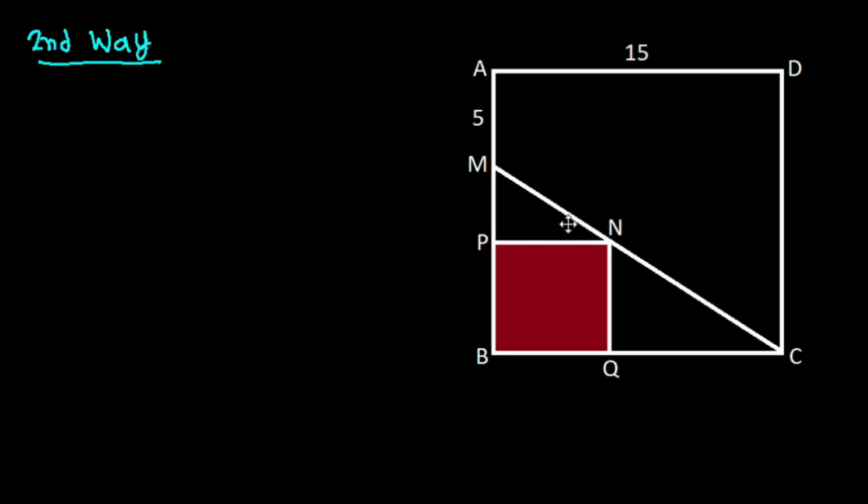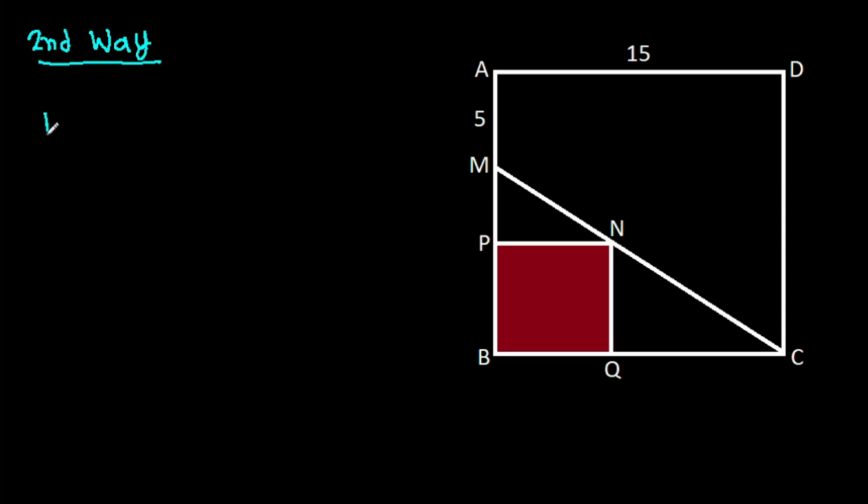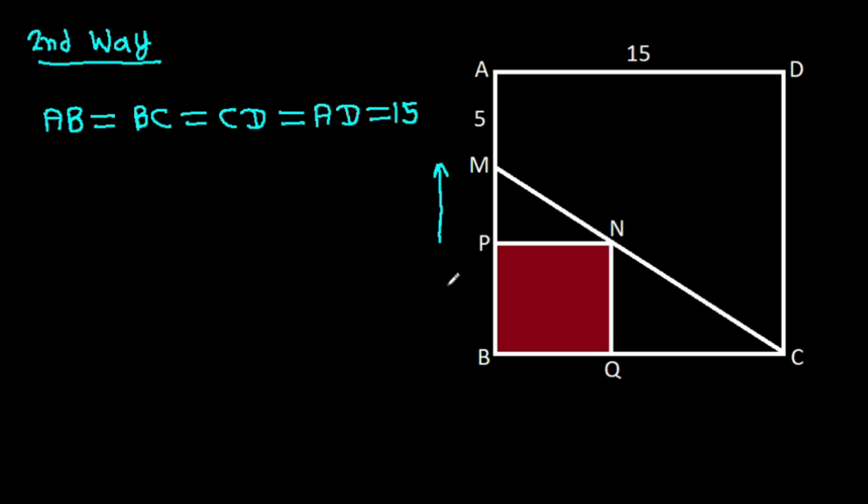The second way. We know that AB is equal to BC is equal to CD is equal to AD, that is 15. So BM will be 15 minus 5, that will be 10, and BC is 15.